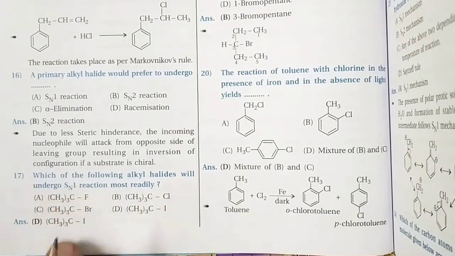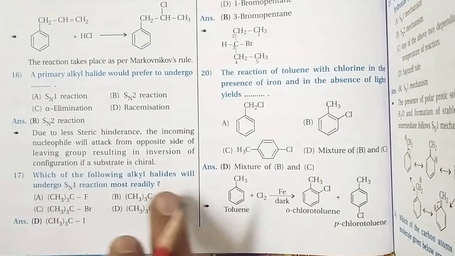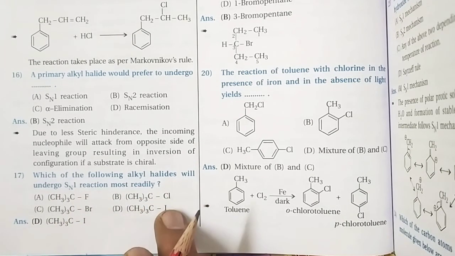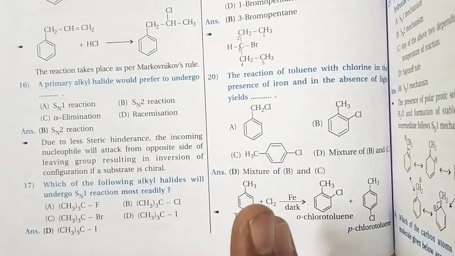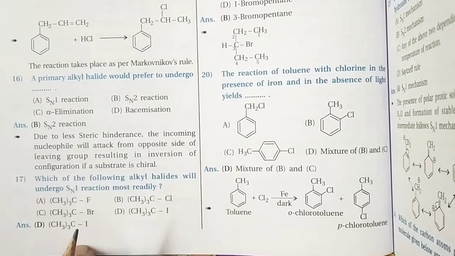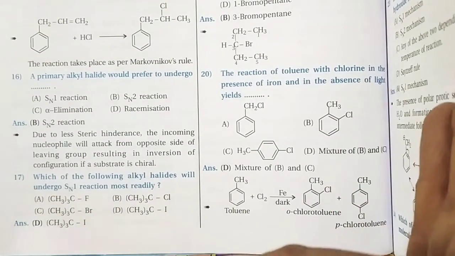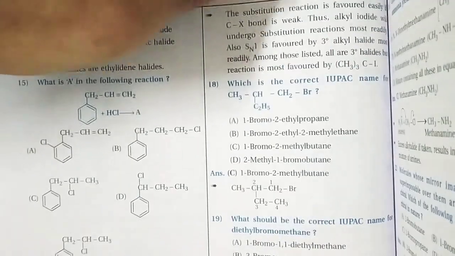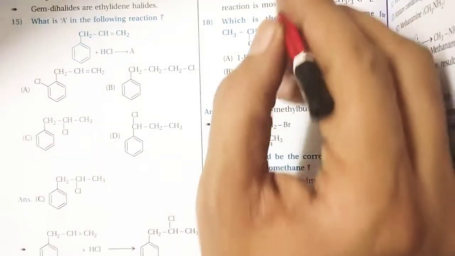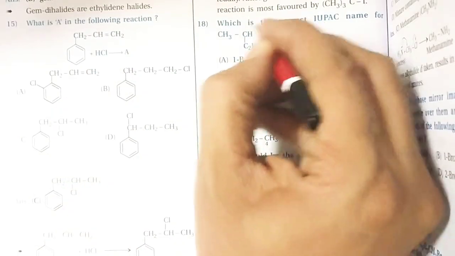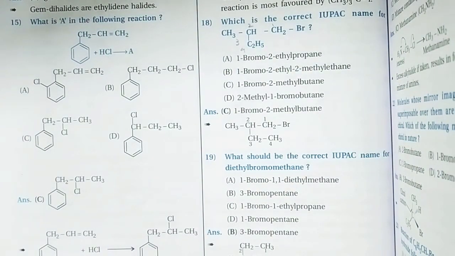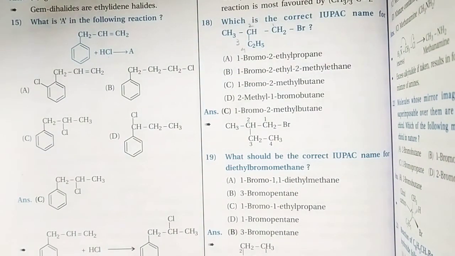Mind well, SN1. All are tertiary in nature, all are the same in nature, but the only difference that we have to observe is fluorine, chlorine, bromine and iodine. We know that the size of iodine is quite large, so it's the best leaving group. So for the rate of the reaction, the most readily reacting in SN1, your answer is D. Next one, which is the correct IUPAC name of this compound? So definitely we give the numbers from here 1, 2, 3 and 4. So it's a 2-methyl, it's 1-bromo-2-methylbutane.